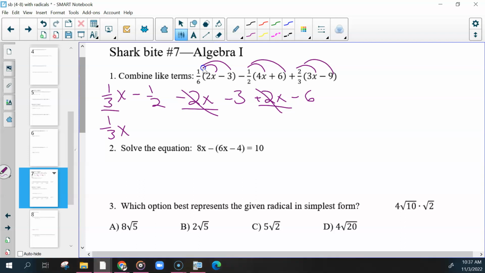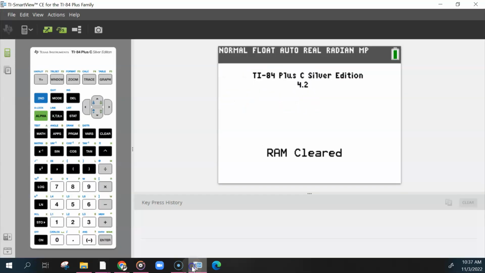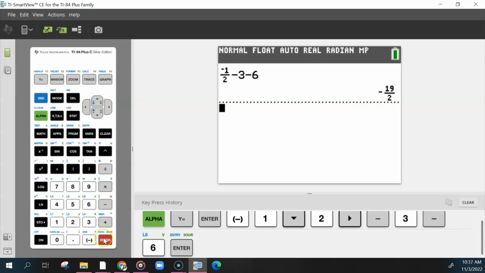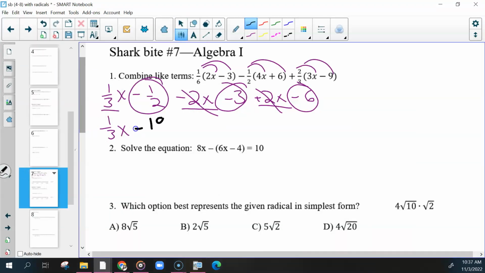The constants, I'm going to add that in the calculator. So negative 1/2 minus 3 minus 6 would be negative 19 over 2. So if you got that, that was the correct answer. So 1/3 x minus 19 over 2 was our final answer for that one. We don't usually get fractions, but that one we got a fraction. It happens sometimes. Questions on that one?